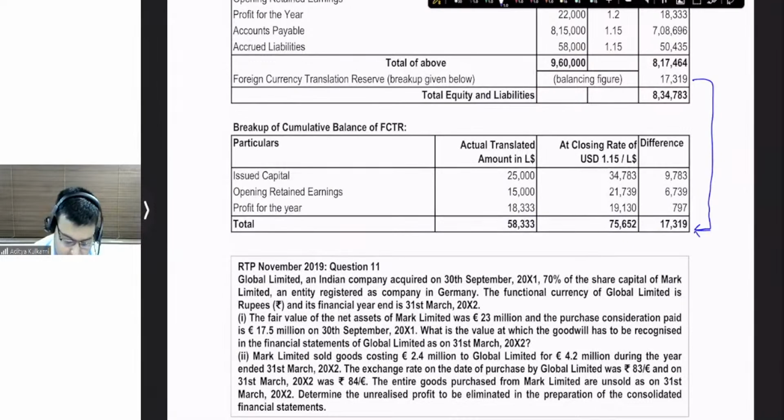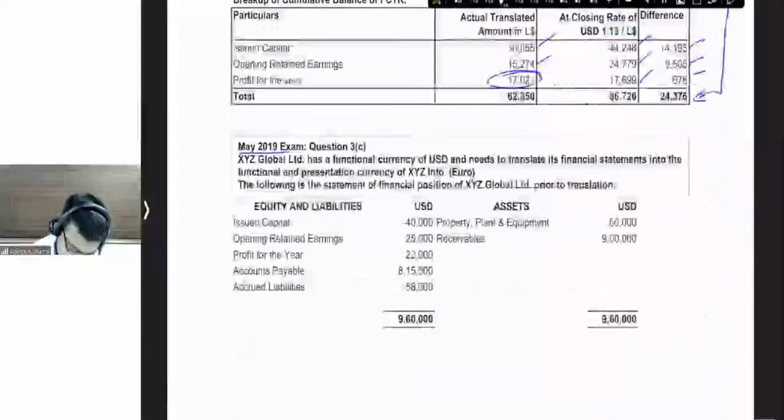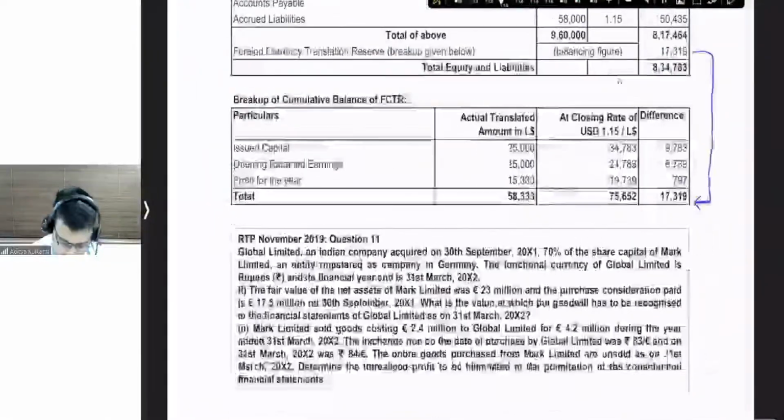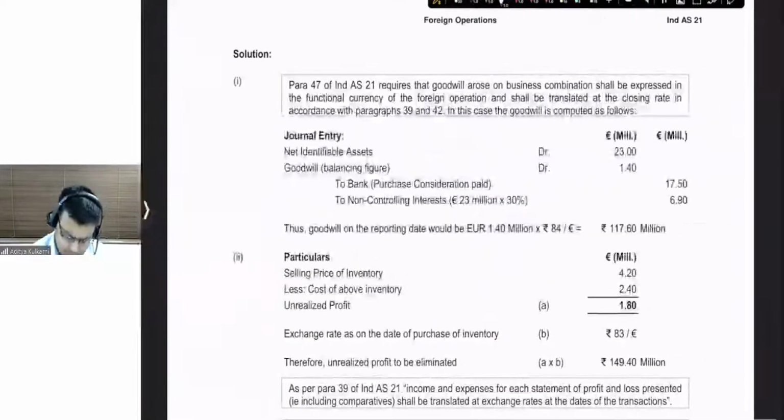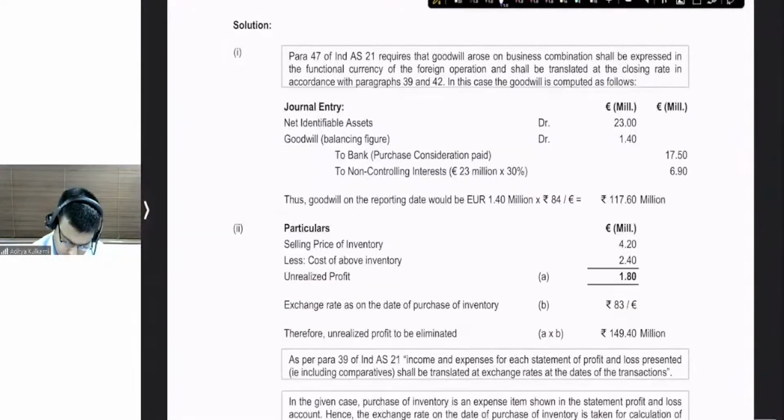That's it. This had come for how many marks? Question 3C. I think for 8 marks probably. Okay, 6 or 8 marks. So please go through that. Have you guys understood this? Yes, all of you have understood. You have confirmed. Okay.